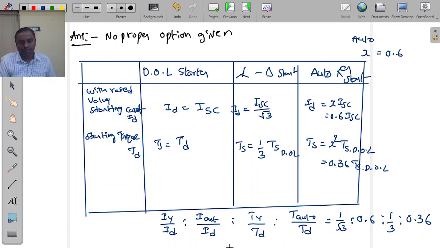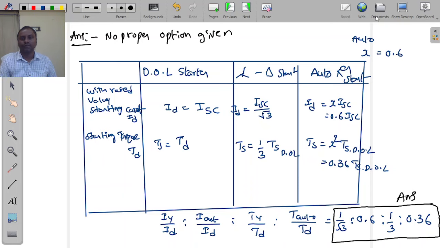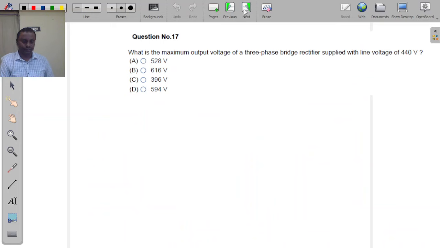So if they are not given marks to all, you can try to raise an objection against this question. So the answer is this. This is the actual answer. So move to the next question.